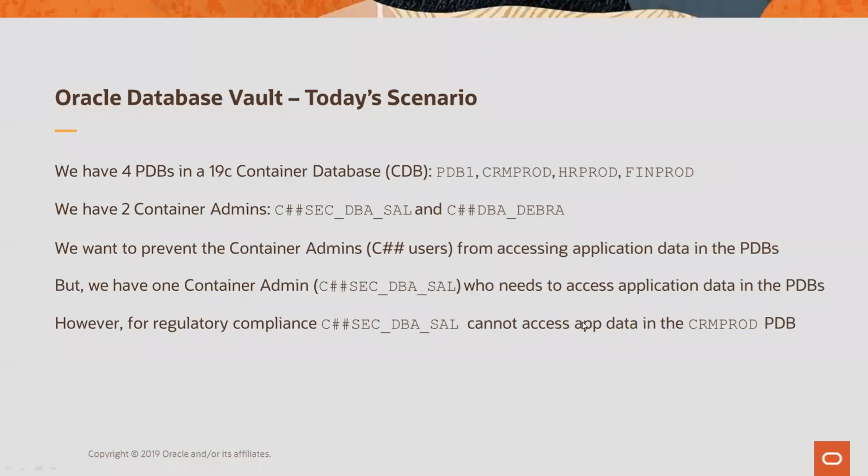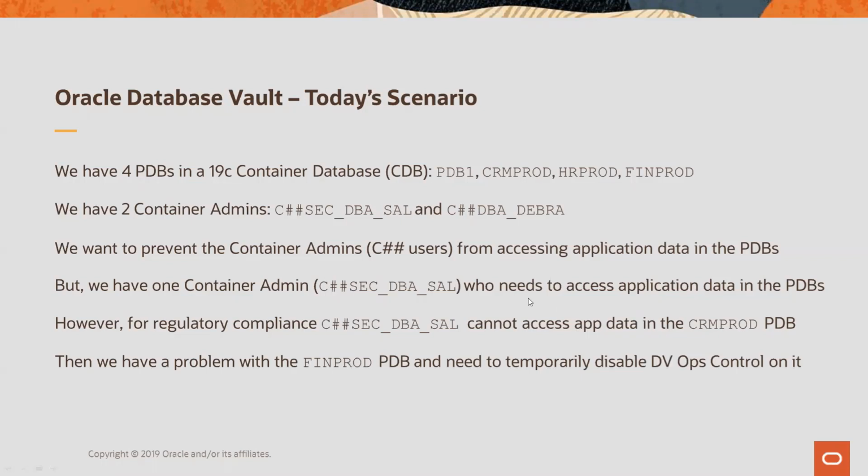But this customer-facing database, or this database with customer data, CRM prod, is something where we need to keep Sal out of some of these tables. He can't access everything. He can access data in the other environments, and we're not that concerned about it, but maybe for regulatory compliance, we need to keep him out of the CRM prod database. And then, of course, we throw in a situation where we've got a problem with the Fin prod database and we need to temporarily disable DV Ops on it.